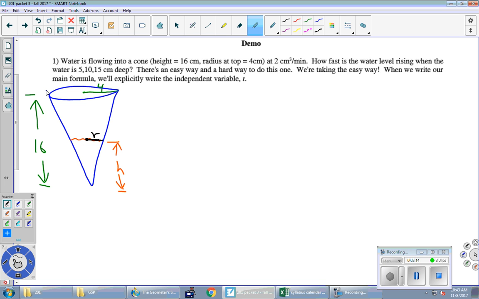All right, so what we're interested in here is the volume, because we're told that the water is coming in at 2 cubic centimeters per minute. Clearly that's a volume kind of number. So we need the formula for the volume of a cone. Anybody happen to have this one?